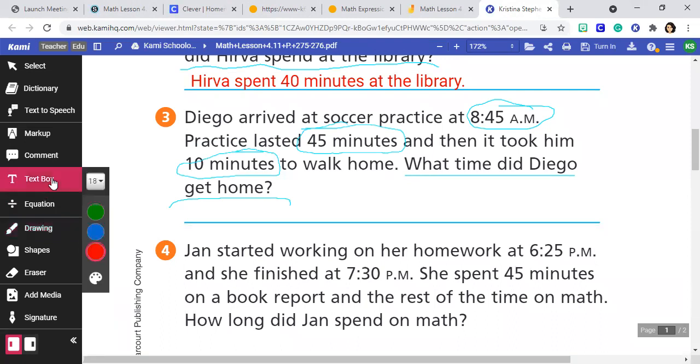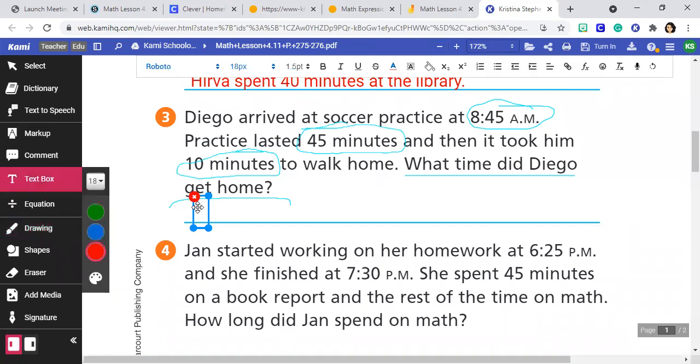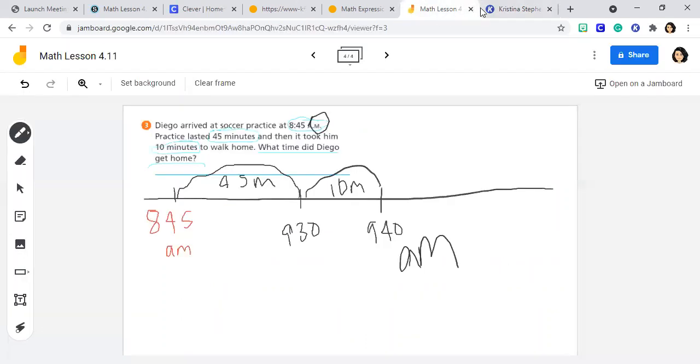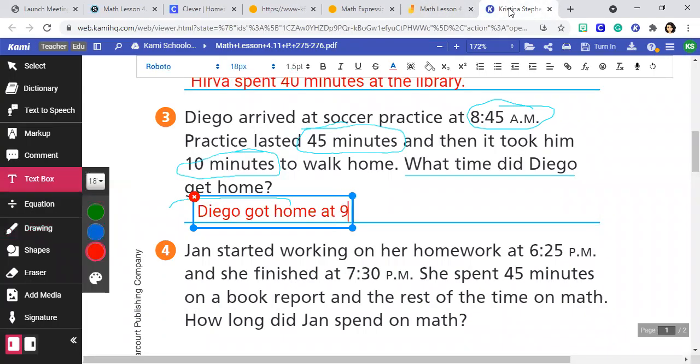So I'm going to come back over here and I'm going to put my answer in a full sentence, which your teacher may or may not require. What time did Diego get home? Diego got home at, what did we say? 9:40 a.m. Beautiful.